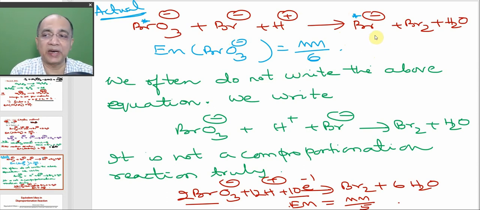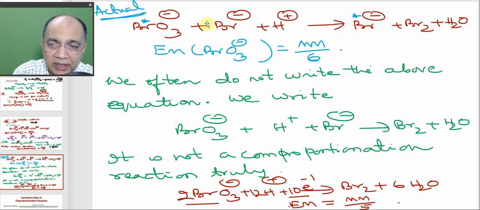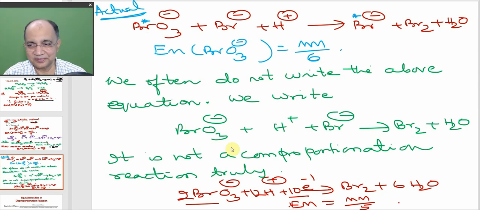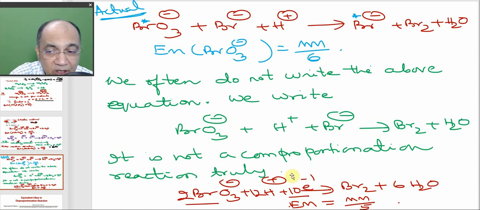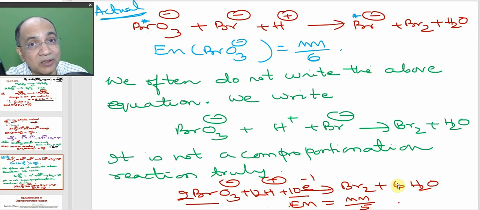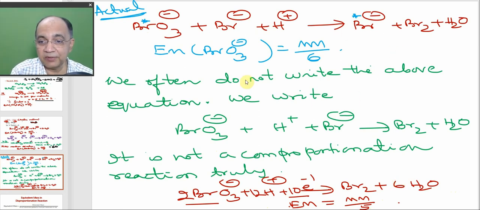Truly, you should show bromide ion in the RHS, because this bromide ion is coming from bromate ion, and this bromine is coming from this bromide ion. So if this is the equation given to you, then the n factor is 6. But if this bromide ion is not shown, only Br2, then the n factor has to be 5. It is not really a comproportionation reaction, truly, because if you write like this, the n factor will come 5, because there is no bromide ion here. For this representation the n factor is 5, but for this representation the n factor is 6.